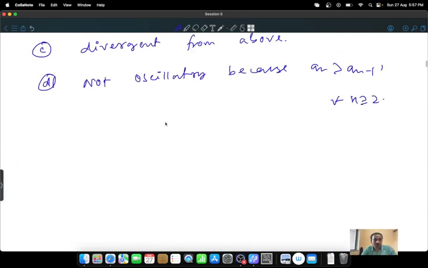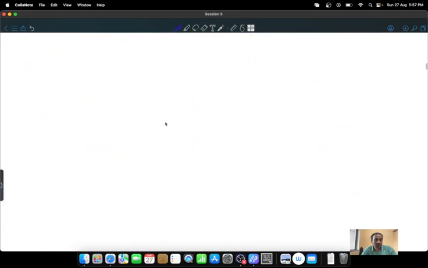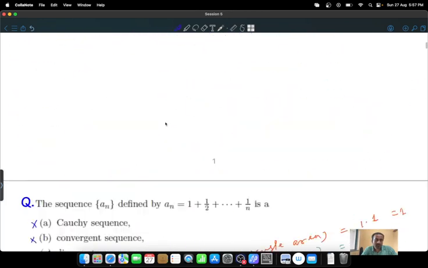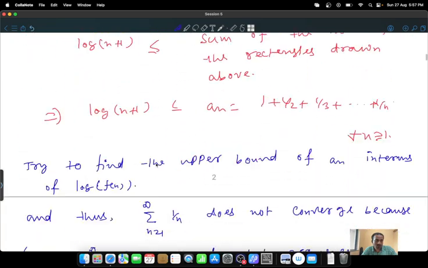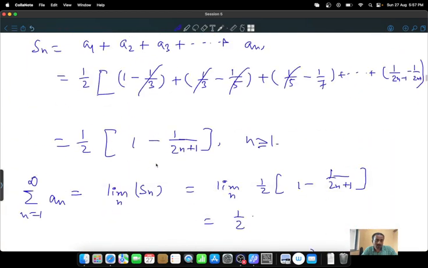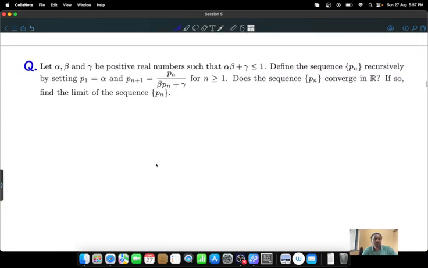Okay, so this problem is done. Let me check whether I have left any problem above. 1, 2, this is done, this is done. Okay, so now this is one of my favorite problems and an interesting one. I hope you enjoy this one also.